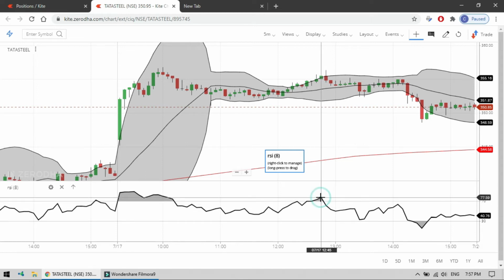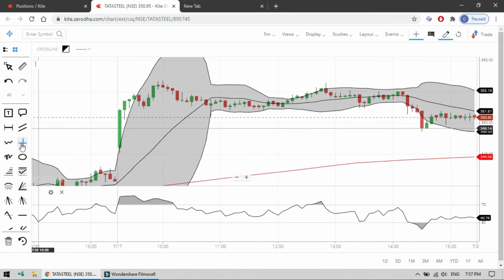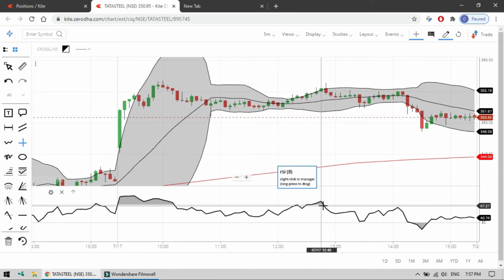So when it was here, obviously I could not make a sell position right then, but when it starts falling, I can take a sell position here. Okay, let me show you with the drawing tool. Alright, it's chosen.